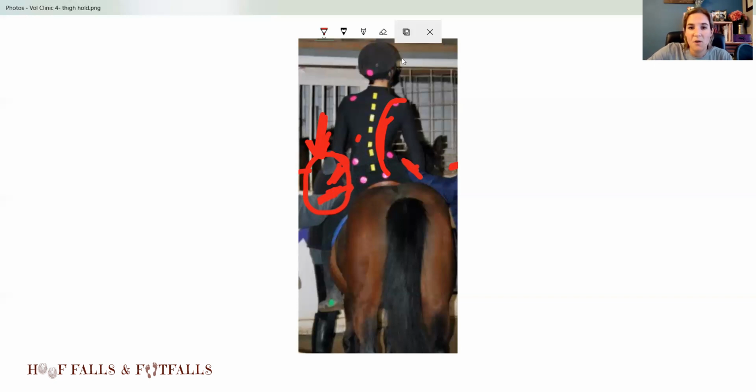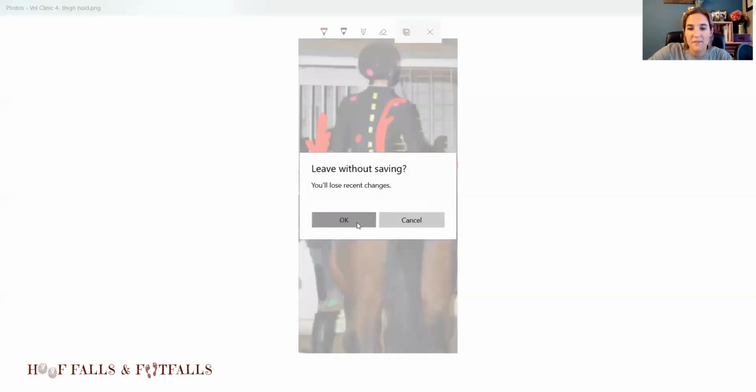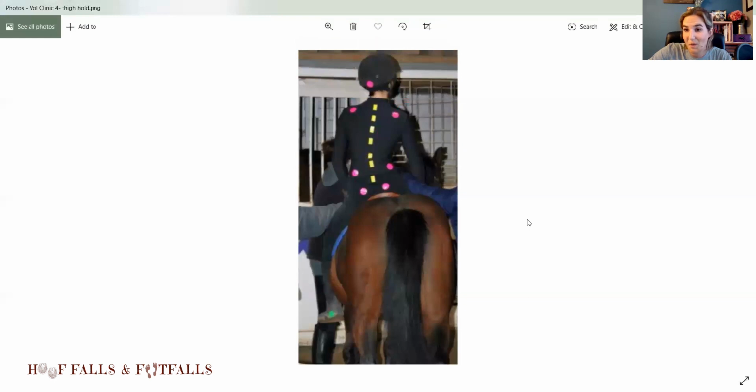All right, so let me know if you're joining in live, if you have seen any of these situations before that we've talked about, either the sharp turn that knocked the rider off balance to the outside, the heel hold or the ankle hold where that rider's leg was pulled back, or the uneven thigh holds where it's causing that rider to become off balance.